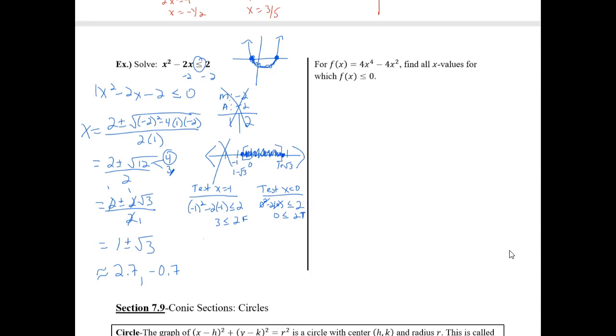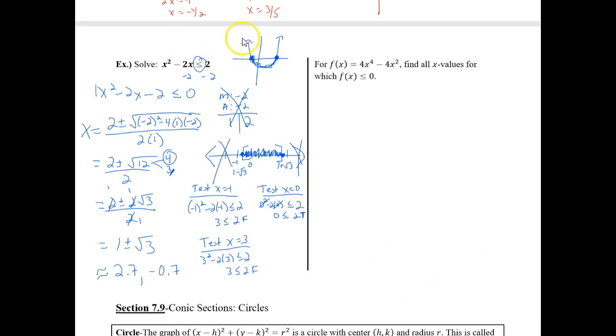And last, I need to test the last region, which is something greater than 2.7, so I'm going to pick x equals 3. 3 squared minus 2 times 3, is that less than or equal to 2? I'll have 9 minus 6, which will be 3 again. Is 3 less than 2? No, that's false. So again, not part of our solution set.